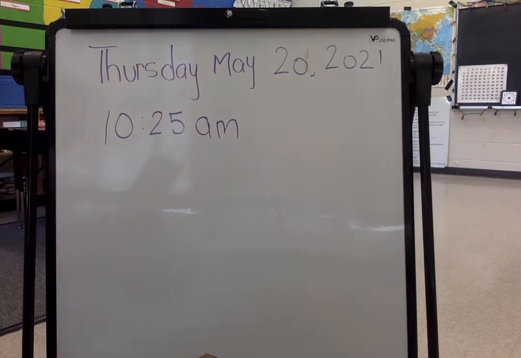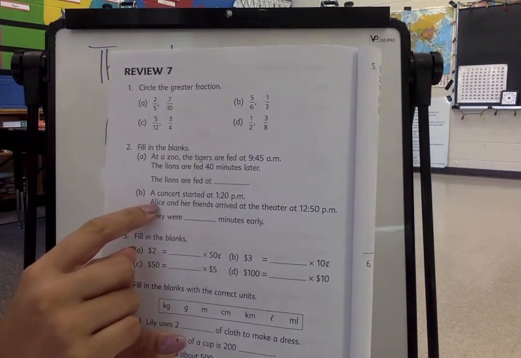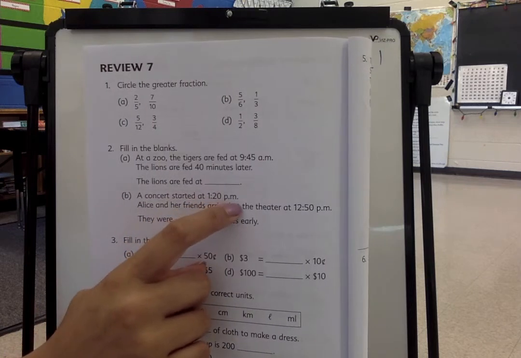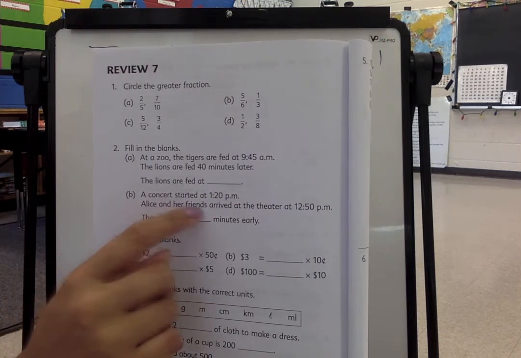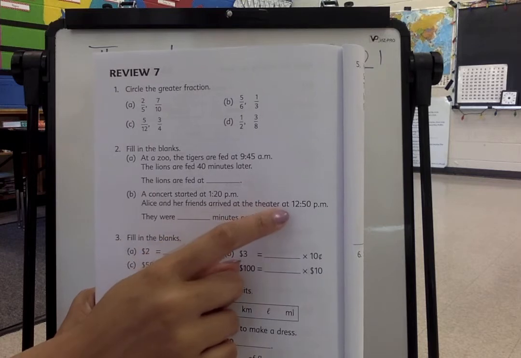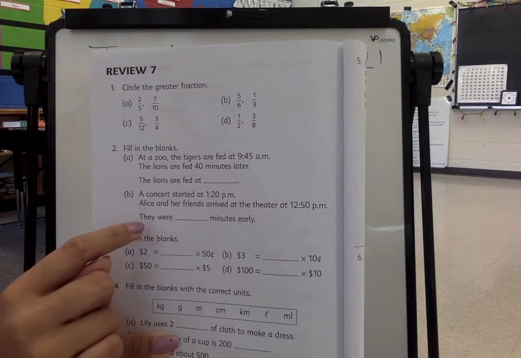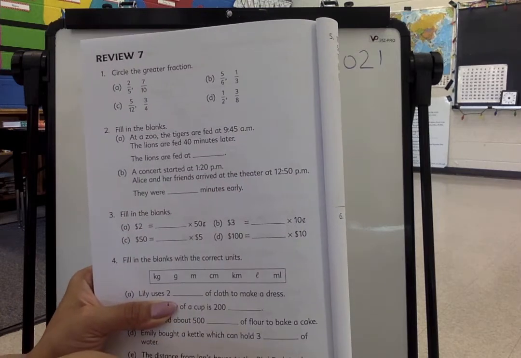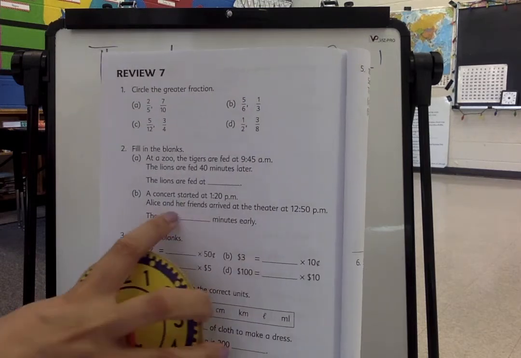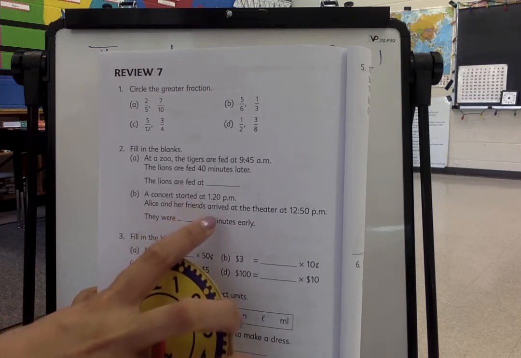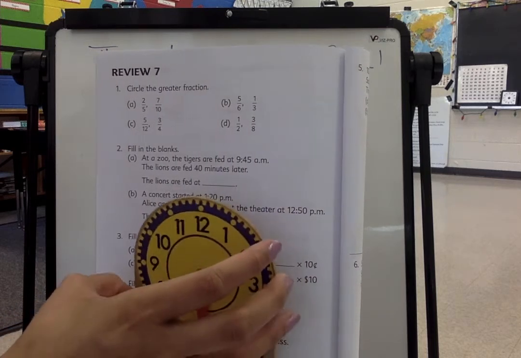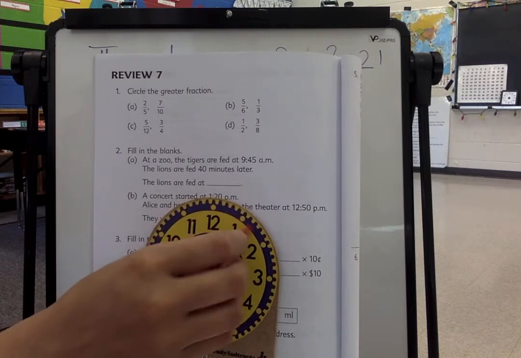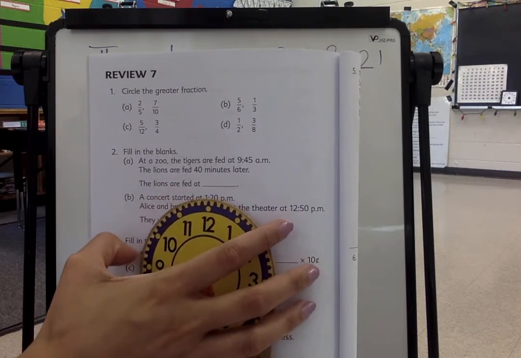Okay, let's go to our next question. A concert started at 1:20 p.m. Alice and her friends arrived at the theater at 12:50 p.m. They were blank minutes early. Okay, so let's hold it. The concert starts at 1:20 and they arrived at 12:50. So let's go to 1:20 first of all. Oh, sorry, let's go to what time they arrived at the theater.